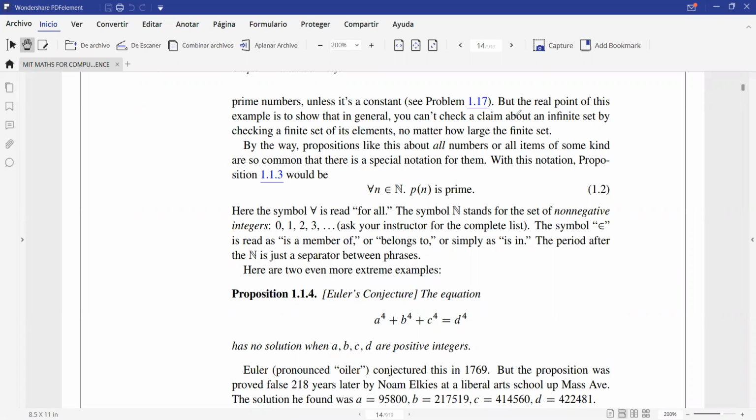The main point of this paragraph is to say that a claim about an infinite set cannot be verified by checking a finite set of its elements, no matter how large the finite set is. That means you can't prove some infinite function by testing just a part of it. Because it could work well until some point, but maybe you just get comfortable with that. But here it doesn't work, so you can't prove it numerically. You must go through it analytically, and analytics is something more advanced, but it's not hard.